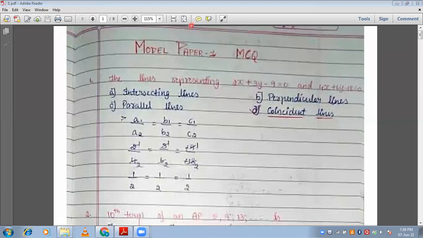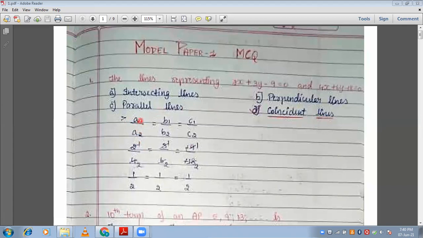In this session, I'm going to discuss Model Paper 1, the new pattern of your examination. First question: the lines representing 2x plus 3y minus 9 is equal to 0 and 4x plus 6y plus 8 is equal to 0. The four options are intersecting lines, perpendicular lines, parallel lines, coincident lines.